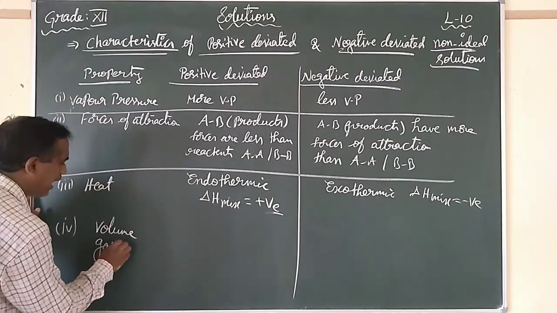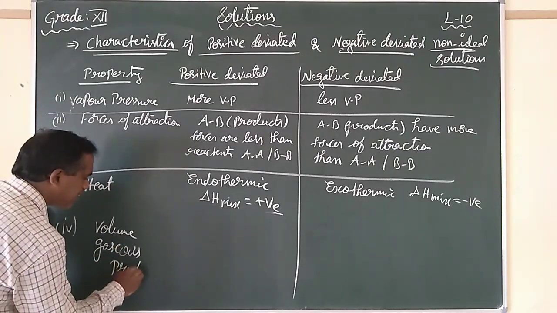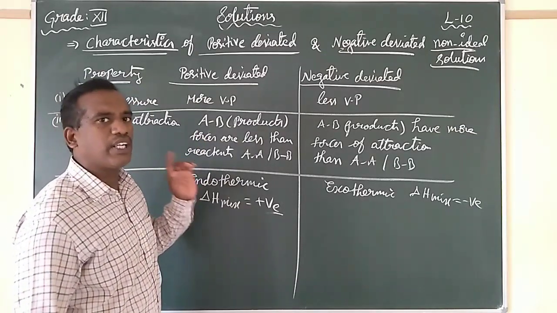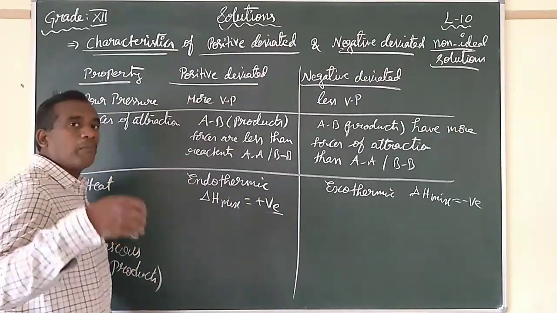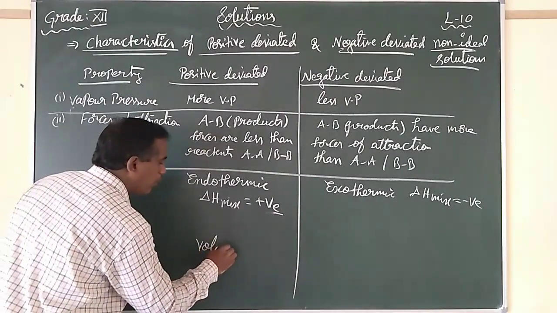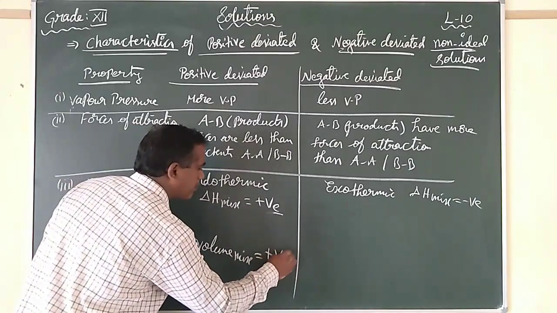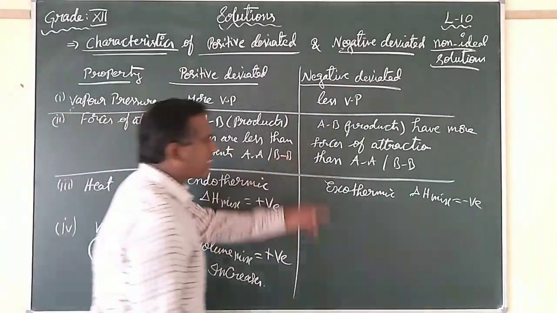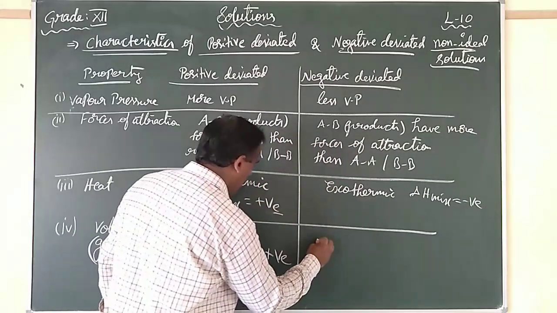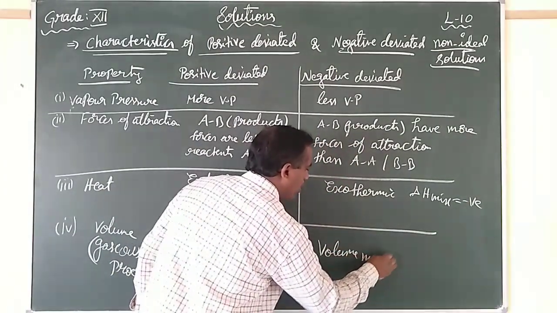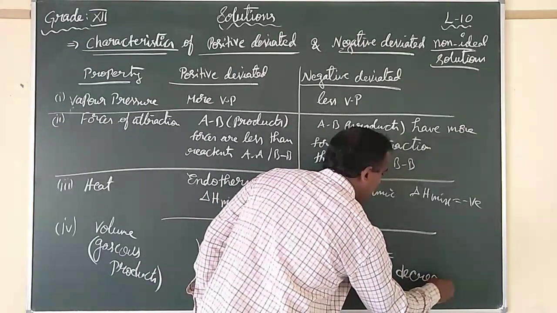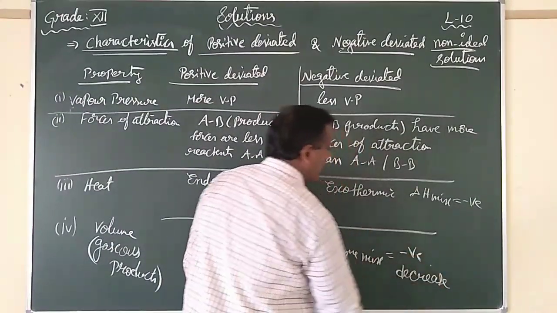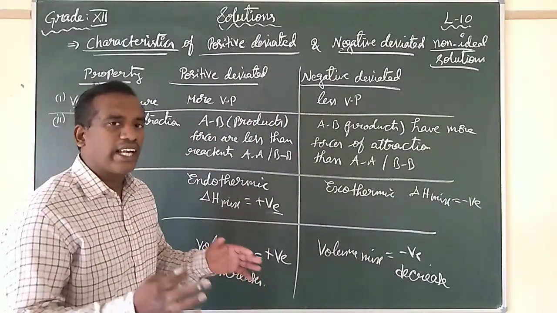And at last, about the volume. Here, volume stands for the gaseous products. In which case are the number of gaseous molecules increasing, positive deviation or negative deviation? Positive deviation. The number of gaseous products is increasing, meaning the volume of the mixture increases, so it becomes a positive value. In the case of negative deviation, the volume of the mixture is decreasing, meaning the gaseous products are decreasing. So these are some of the general characteristics, children.